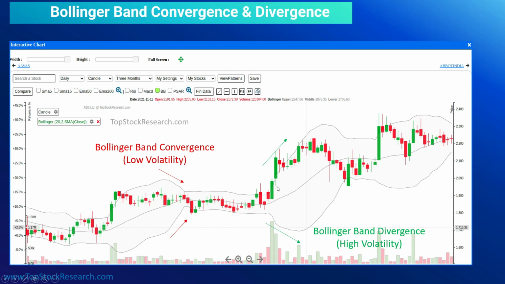And when there's a lot of divergence between the two bands, that means there's a lot of volatility. When there's a lot of volatility, it is not for the weak-hearted. It is generally for much stronger people, because the price can go up and down pretty aggressively. That's where the stop loss and other things come into the picture. This is where you'll see convergence and divergence using the Bollinger Band.